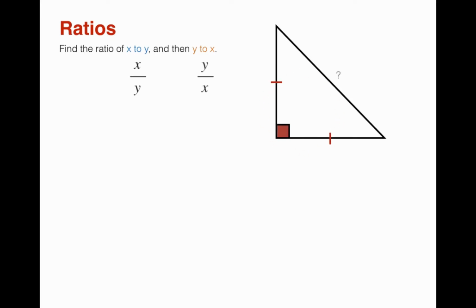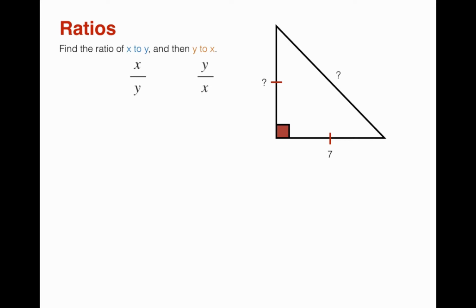Here's another right triangle. It's a 45-45-90. It's isosceles. I know it has to be a 45-45-90 without even saying it's 45-45-90 because it's a right triangle and it's isosceles. So there's no choice. It has to be a 45-45-90.